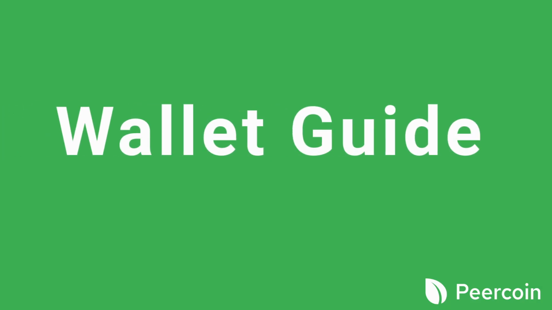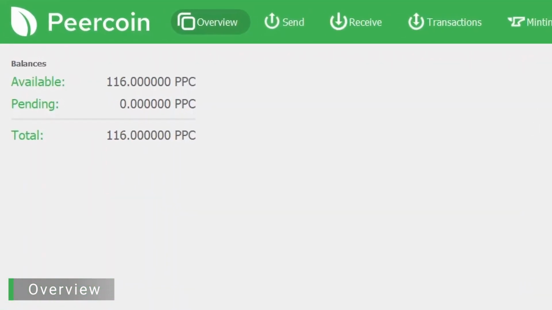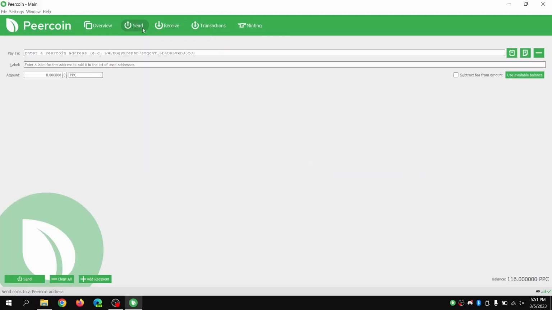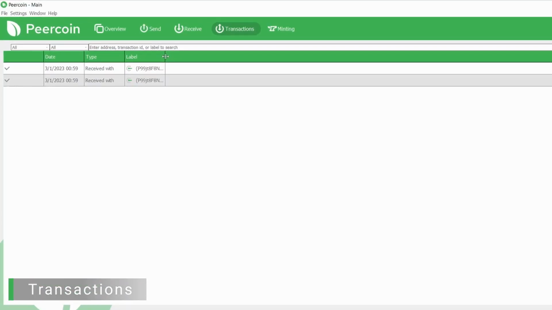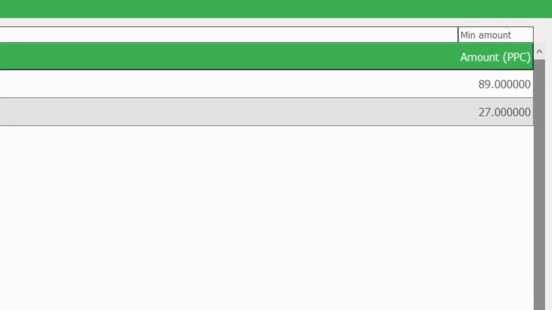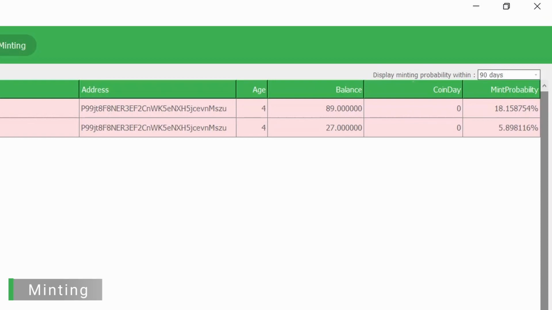The wallet is composed of 5 major areas. The Overview tab shows your balances and recent transactions. The Send tab lets you send coins, while the Receive tab allows you to request coins. The Transactions tab provides an overview of all your transactions. The Minting tab shows transactions eligible for minting.